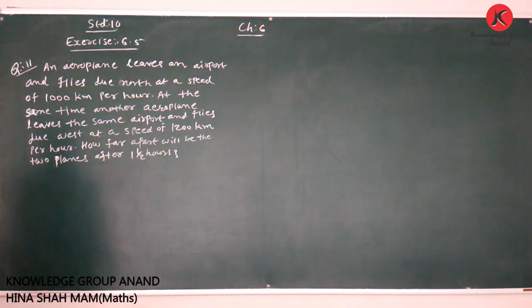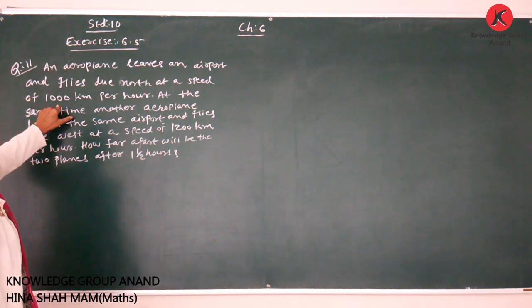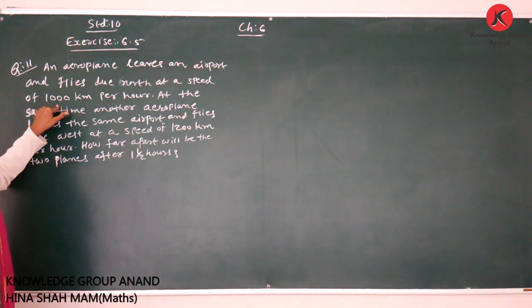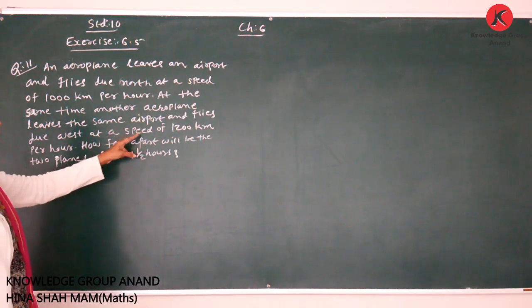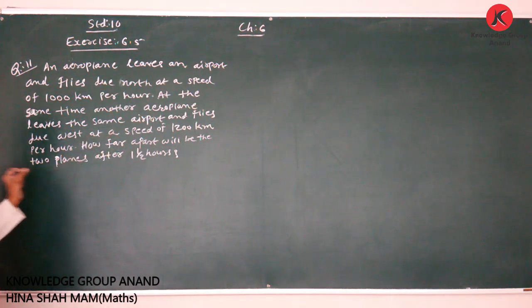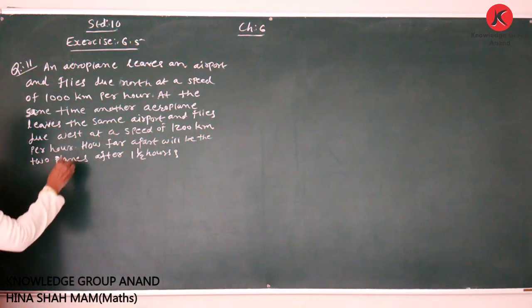An aeroplane leaves an airport and flies due north at a speed of 1000 km per hour, and another plane leaves the airport and flies due west at a speed of 1200 km per hour. How far apart will they be after 1.5 hours? Now we decide here.